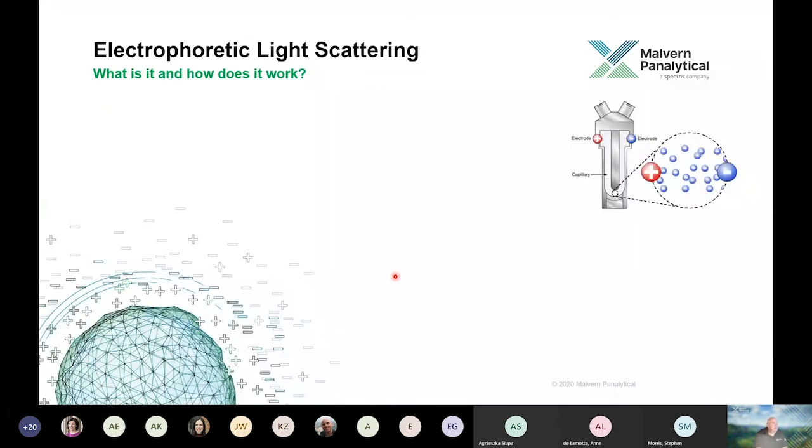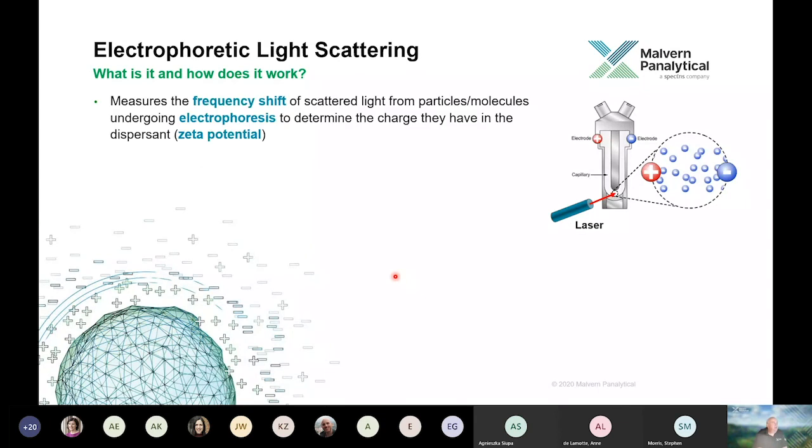Electrophoretic light scattering. So what is electrophoretic light scattering? It's a technique that measures the frequency shift of scattered light. So here we have a folded capillary cell. We call this a folded capillary cell. We have an electrode at either end. It's a U-shaped capillary cell. We place our sample in that. The sample is in contact with these electrodes.